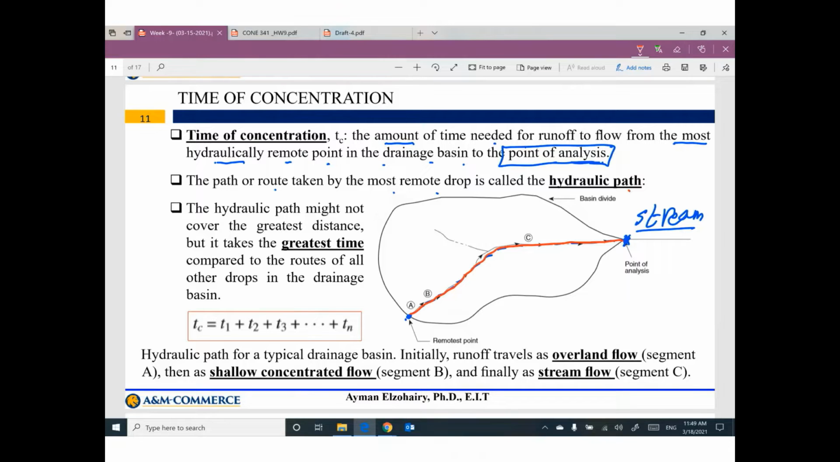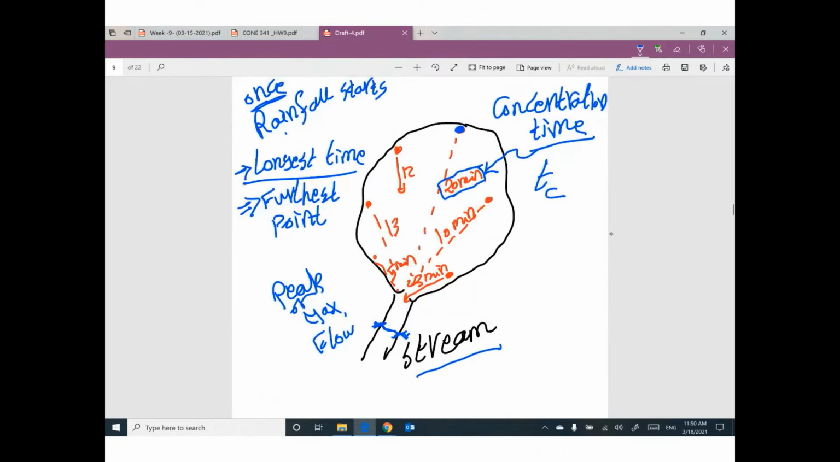The hydraulic path might not cover the greatest distance, probably not the greatest distance, but the greatest time, the longest time, compared to the routes of all other drops in the drainage basin. In a typical drainage basin, initially runoff travels over overland flow, shallow concentrated flow, and stream flow. We will cover this later, but at this time, we need to figure out the time of concentration, which is the longest time for any drop of water to reach the point of analysis or the start point of the stream. In a different way, this time of concentration, 20 minutes, means that 20 minutes after the start of the rainfall, the discharge in the stream will be maximum.